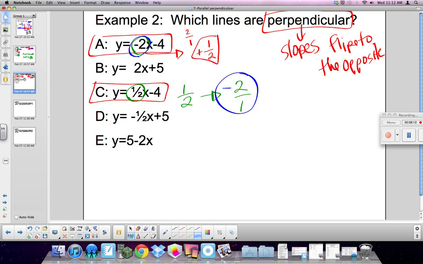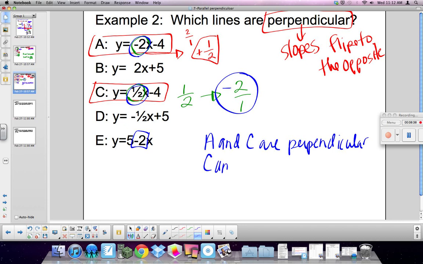It looks like E has a slope of -2, so it also is perpendicular to C because it's the flip and the opposite. So I have 2 sentences I can write. A and C are perpendicular. And also C and E are perpendicular. Notice that E is parallel to A. They have the same slope. They are parallel lines.